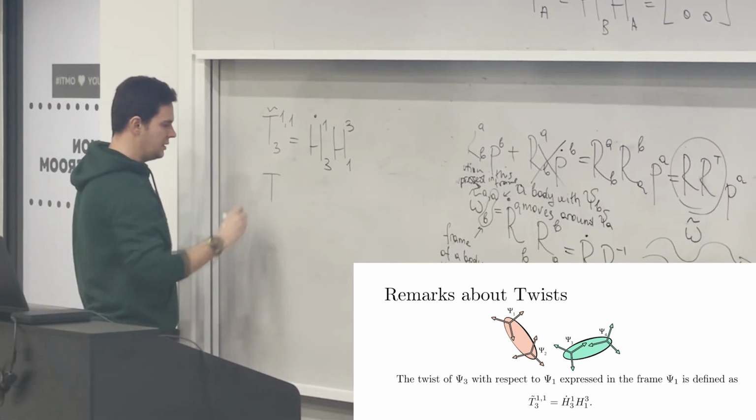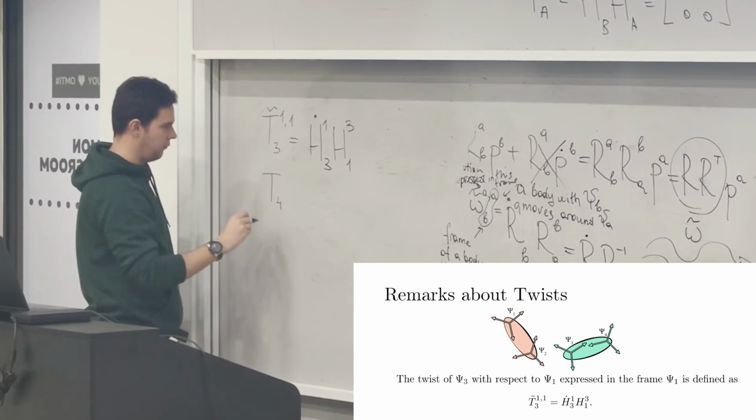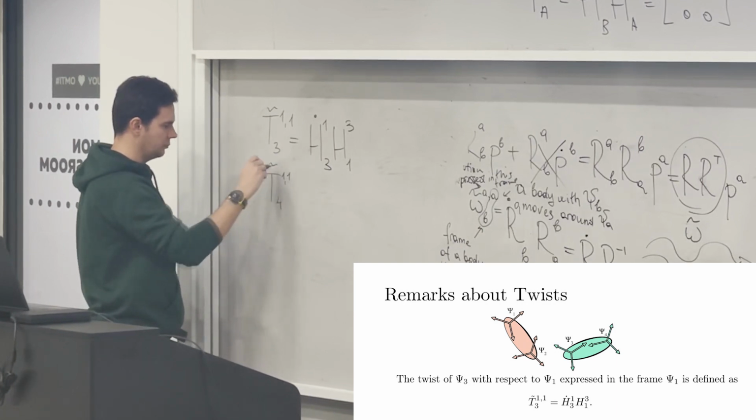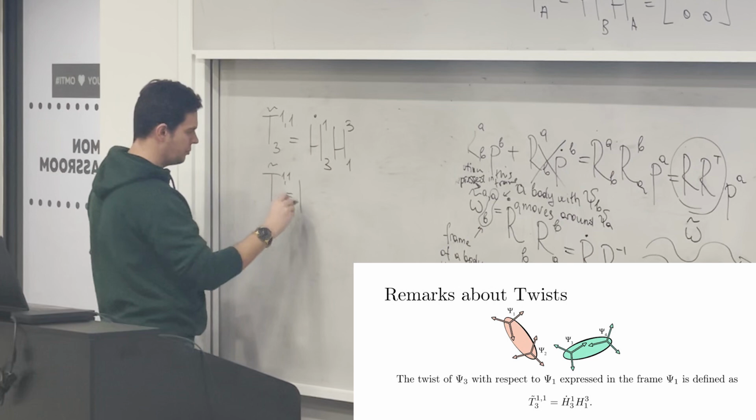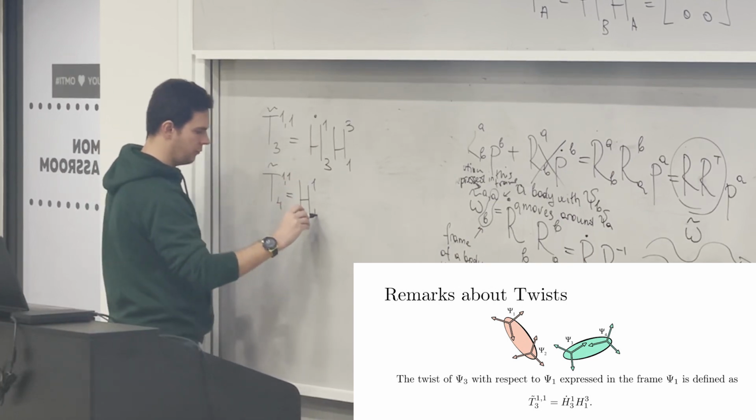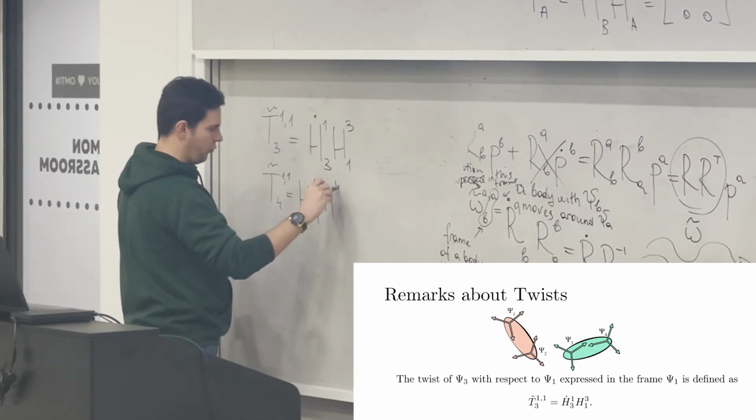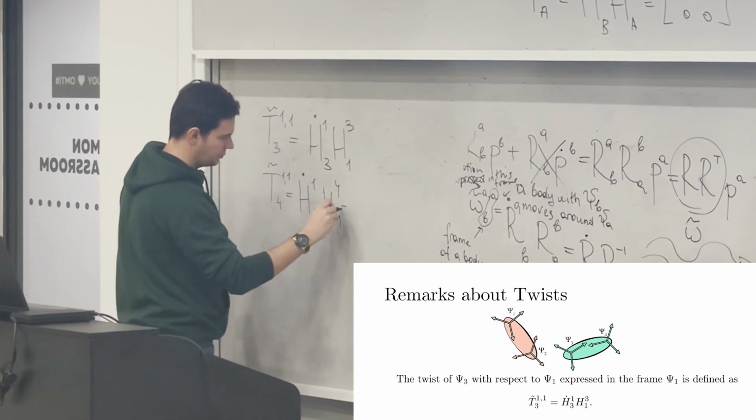Now let us assume not the frame 3, but the frame 4. So it will be T 4, 1 and 1. So following the same procedure, it will be 1, 4, 4, 1, and with a dot.